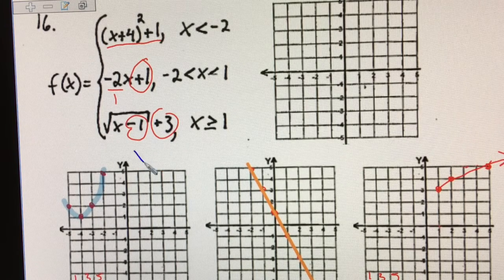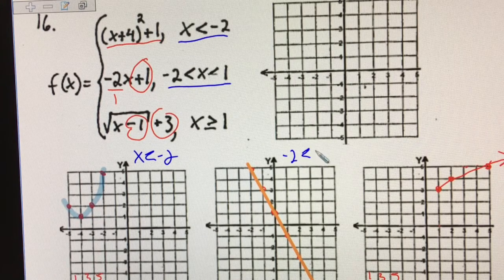Domain restriction for this first one is x is less than negative 2. Domain restriction for the second one is negative 2 is less than x and x is less than 1. Domain restriction for the radical function is x is greater than or equal to 1.